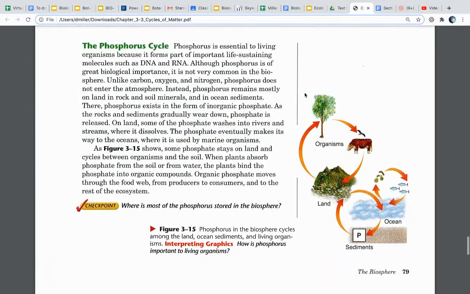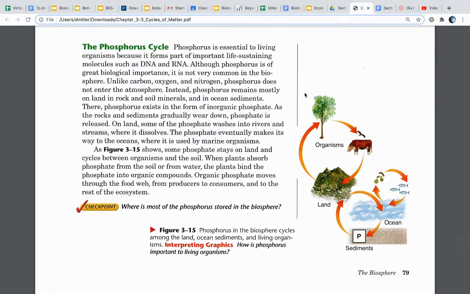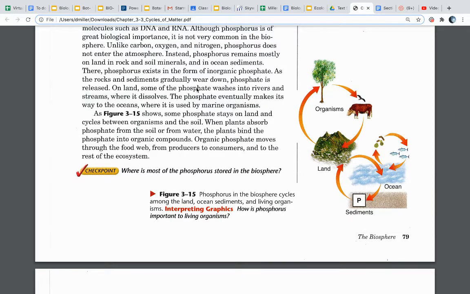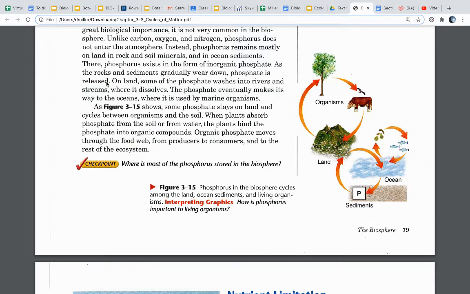The phosphorus cycle. Phosphorus is essential to living organisms because it forms part of important life-sustaining molecules such as DNA and RNA. Although phosphorus is of great biological importance, it is not very common in the biosphere. Unlike carbon, oxygen, and nitrogen, phosphorus does not enter the atmosphere. Instead, phosphorus remains mostly on land in rock and soil minerals and in ocean sediments. There, phosphorus exists in the form of inorganic phosphate. As the rocks and sediments gradually wear down, phosphate is released.